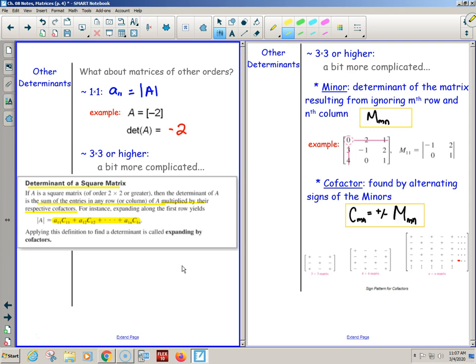Okay, we have other determinants. We have 3 by 3 or higher. We have this formula where we need to figure out what cofactors are. And to answer the cofactor question, I have to first answer the minor question, because a cofactor is taking the minors and alternating the signs. But we need the minors to figure out the cofactors to alternate the signs. Okay, so who are the minors?